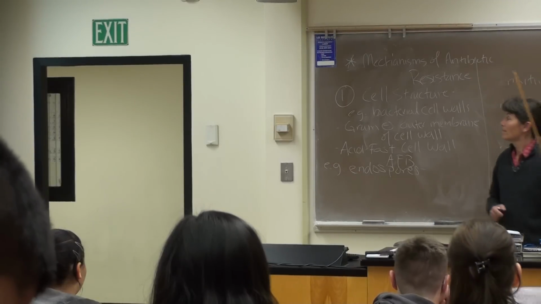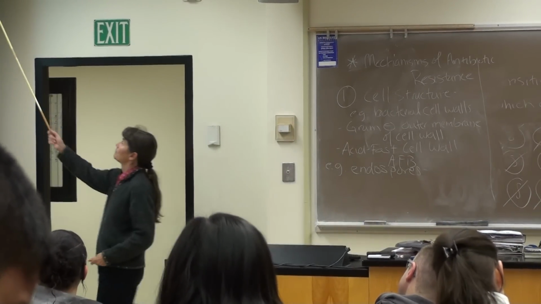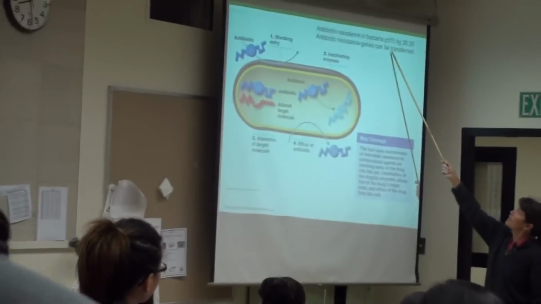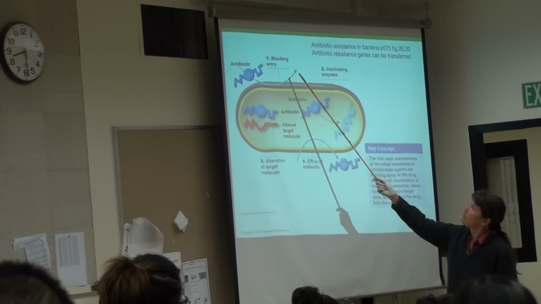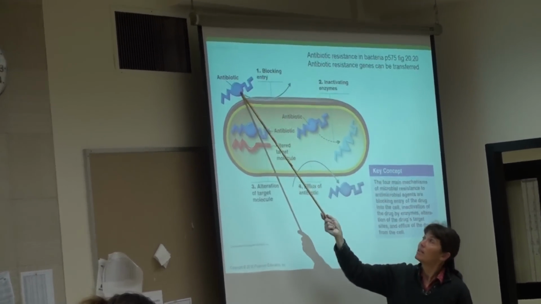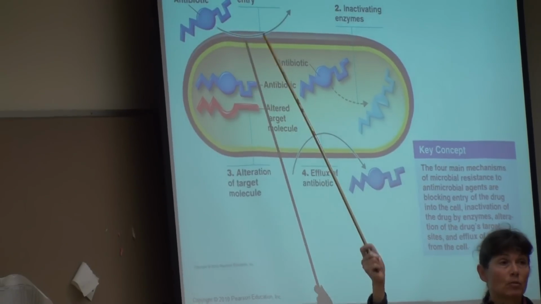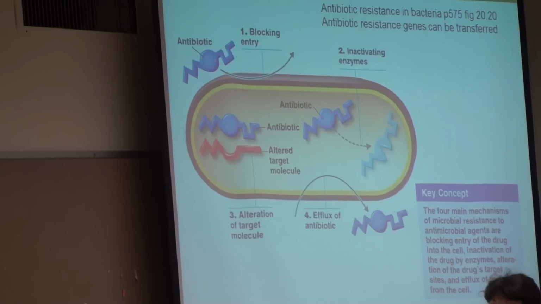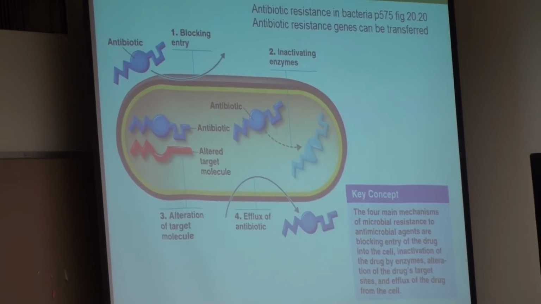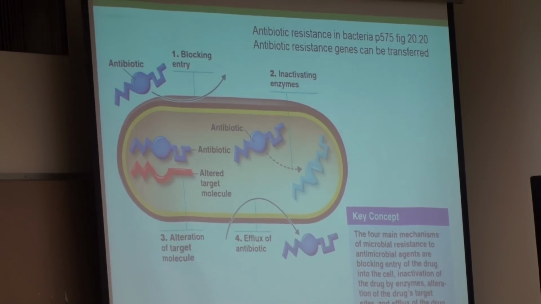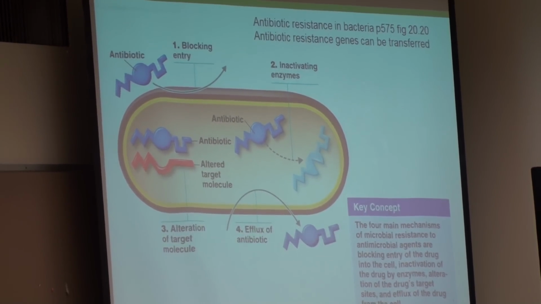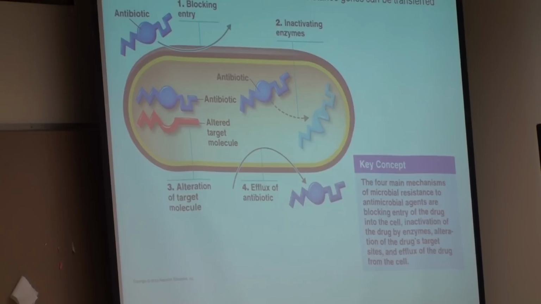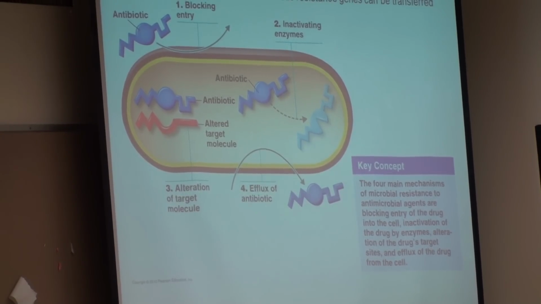In this cartoon, which is out of the antibiotic chapter in your textbook, chapter 20, figure 20.20 on page 575, this first mechanism here is blocking entry. Specific examples would be the gram-negative bacterial cell wall, the acid-fast cell wall, and endospores. Okay, so we're going to block entry. Now, another behavior that bacteria have evolved that will protect them non-specifically against many different antibiotics is the formation of biofilms.